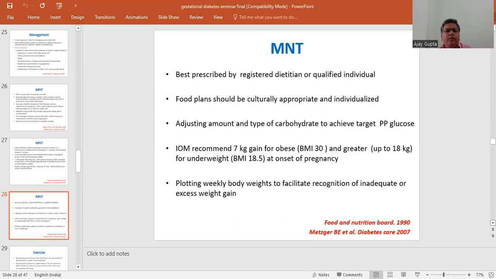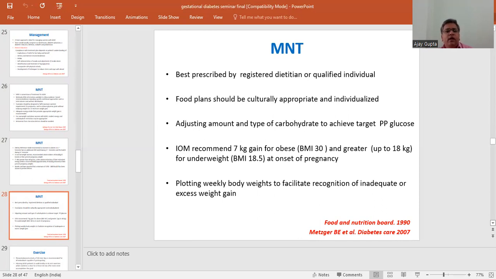Medical nutrition therapy should be best prescribed by a registered dietitian or a qualified individual. The food plan should be culturally appropriate and individualized. It is not possible that in the Indian population we will give the dietary plan of a foreign population, or for a foreign population we will give the Indian meal pattern. So it has to be culturally appropriate. The patient should be able to accept this meal pattern.